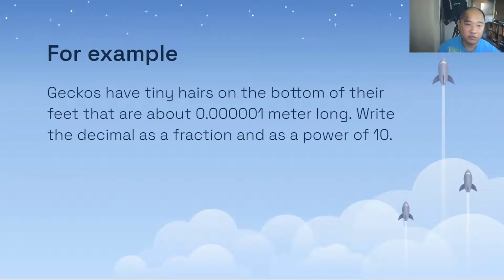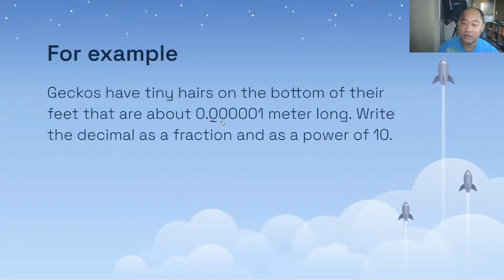Let's take a look at this real world example with geckos. We have a lot of geckos here in Taiwan. They're those little lizards that you see everywhere. They eat bugs. They're great. They have these little tiny hairs on their feet that are 0.000001 meter long. So write this decimal as a fraction.